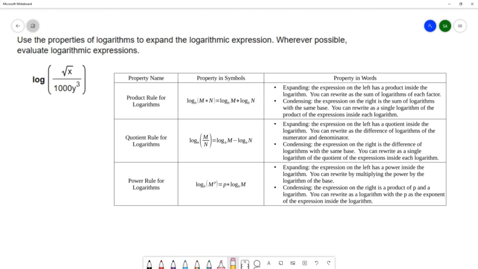So the expression that we're working with is log of square root x over 1,000 y to the third power. When I'm using these properties to expand, the first thing I want to take note of is any products or division. I'm going to focus on having one factor in the numerator, and then two factors in the denominator. When I have a factor, I'm going to write an individual log with that factor. Any of the factors that come from the denominator will have a negative in front of them instead of a positive.